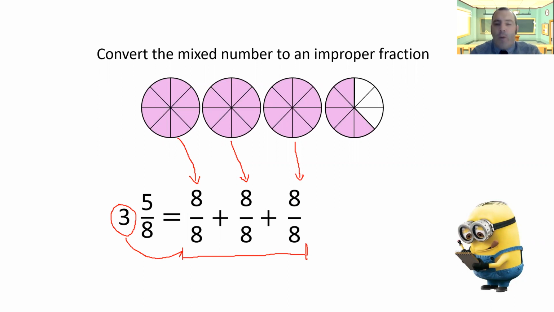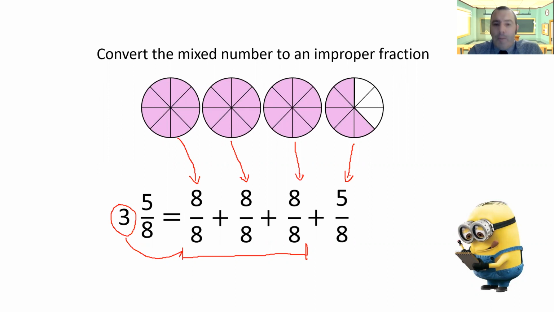Okay, so it's just a different way of showing it. So I know I've got 3 full lots of 8/8. That's the same as my 3. I've also got my remainder at the end. I've got another 5/8 here. So that is this one here. So you can see how we can use drawing our problems out to help us solve them.